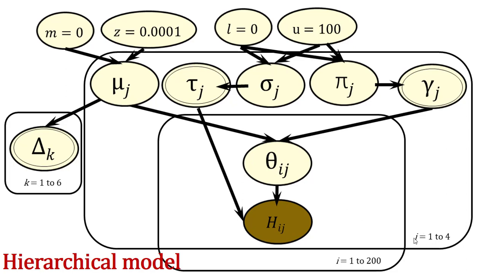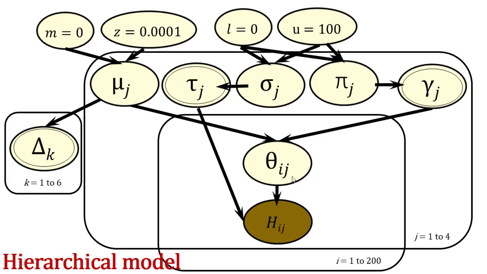Now plate J goes from 1 to 4, and that represents the 4 conditions: poverty, gardening, cooking, success. Whatever is within plate J repeats 4 times, like the mu, the tau, the sigma, the pi, and the gamma. Same with K: K goes 1 to 6, and it represents the difference scores, and we've got 6 contrasts. So this delta represents the difference scores. The things that are outside plates don't repeat. So we've got 1 M, 1 Z, 1 L, 1 U.